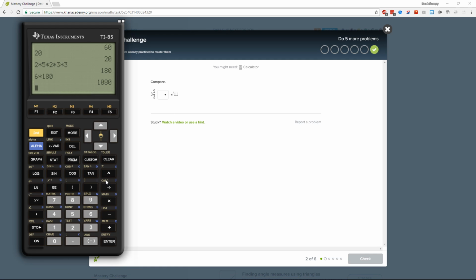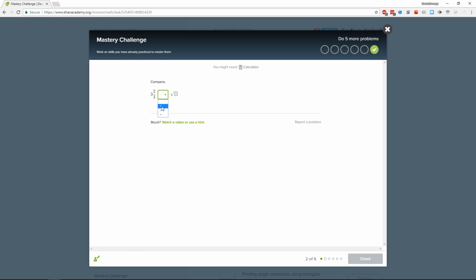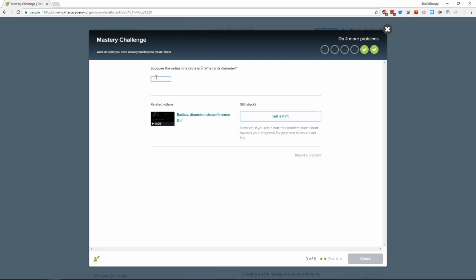Calculator. Square root of 11. That is less than that one. Suppose the radius of a circle is 3. What's its diameter? That's just 6.